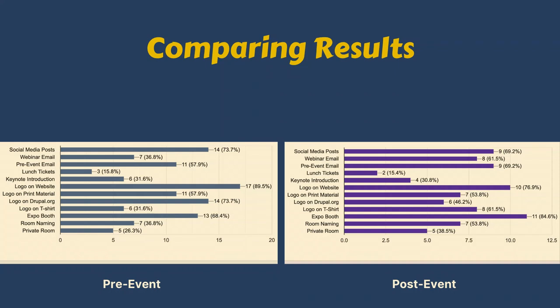We were kind of surprised the expo booth wasn't... It was like a 68%. So I actually said, you know what, next year, we'll just make it optional. People can buy it. And then after the event, boom, look at that expo booth. You can't even see it. It was really popular. Again, granted, we had 13 respondents here, 19 respondents.